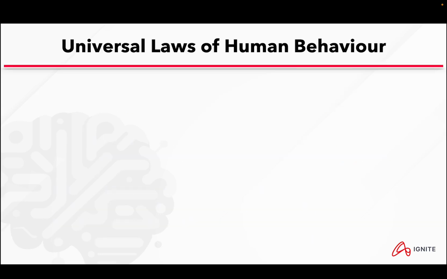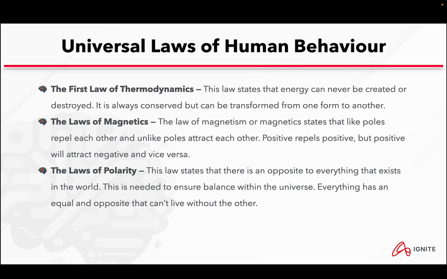Then we're going to explore some of the universal laws of human behavior. So I'm just going to go through a couple of them, 2 or 3 of them at this stage, just to give you a bit of an idea of what underpins some of the ways in which we function as human beings. So we've got 3 that I'm going to go through.